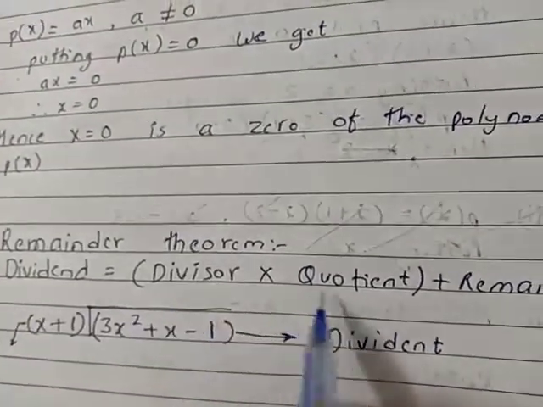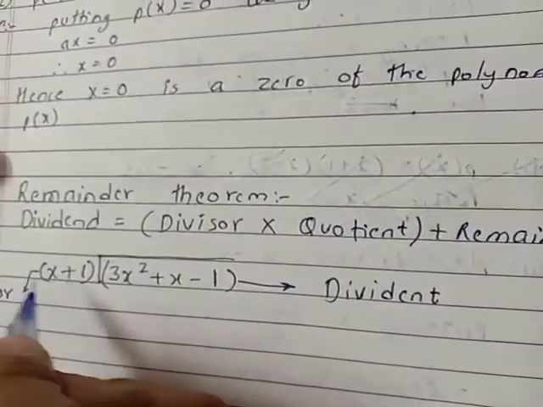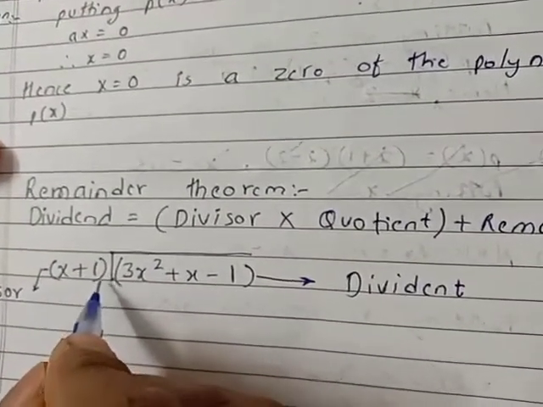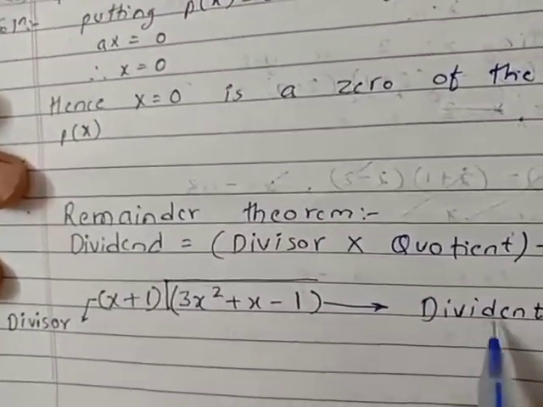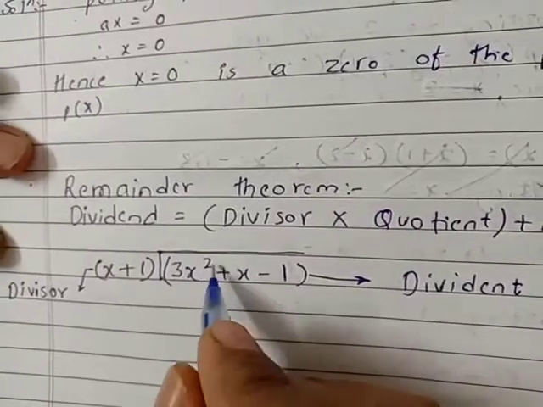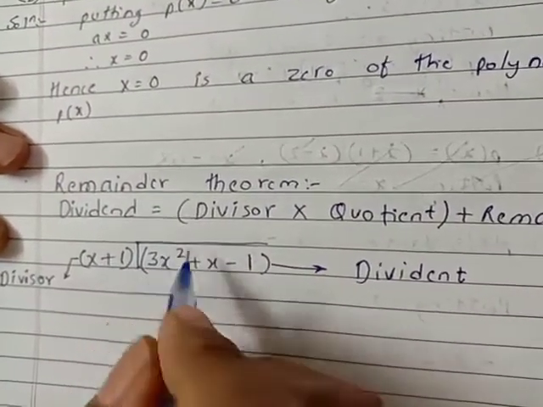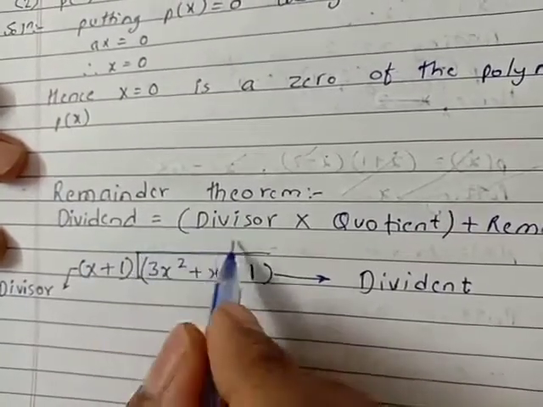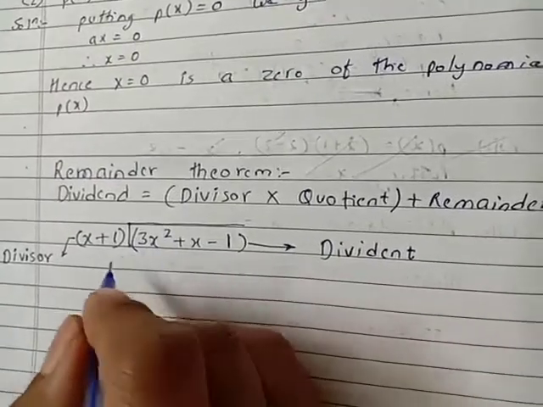Okay, now let's learn the remainder theorem. Dividend equal to divisor into quotient plus remainder. Now if you take this example, x plus 1 is the divisor and 3x square plus x minus 1 is the dividend. If you want to divide 3x square plus x minus 1 by x plus 1, what will be the quotient? We'll have to find out. Okay, now let's start solving it.